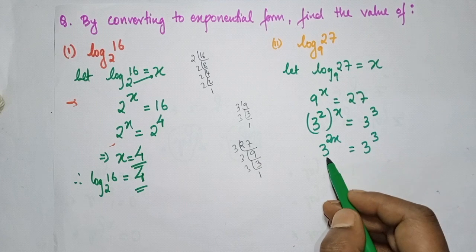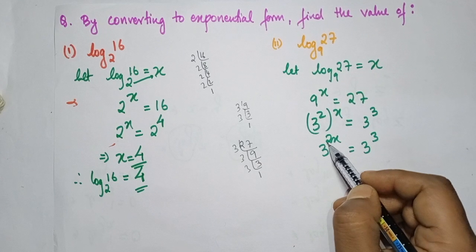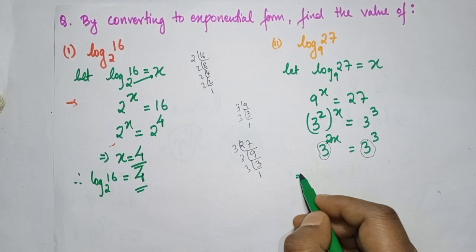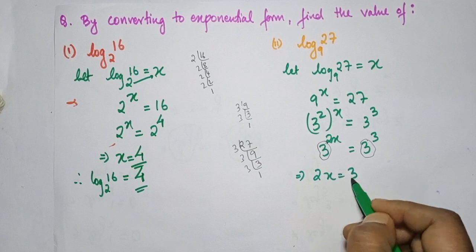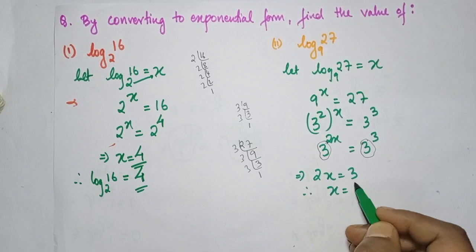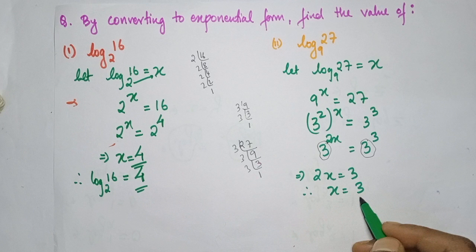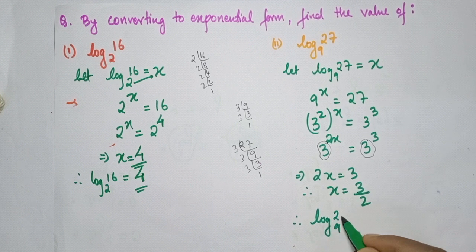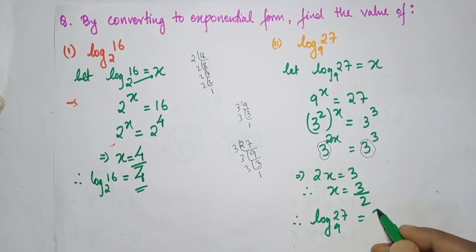Now you can see the bases are the same, 3 and 3 are the same. If the bases are the same, the index has to be the same, implies that 2x equals to 3. Therefore x equals to 3 by 2: this is multiply, when you go to the other side it will be divide. So I got the answer, x equals to 3 by 2. So log base 9 of 27 equals to 3 by 2. This is my final answer.